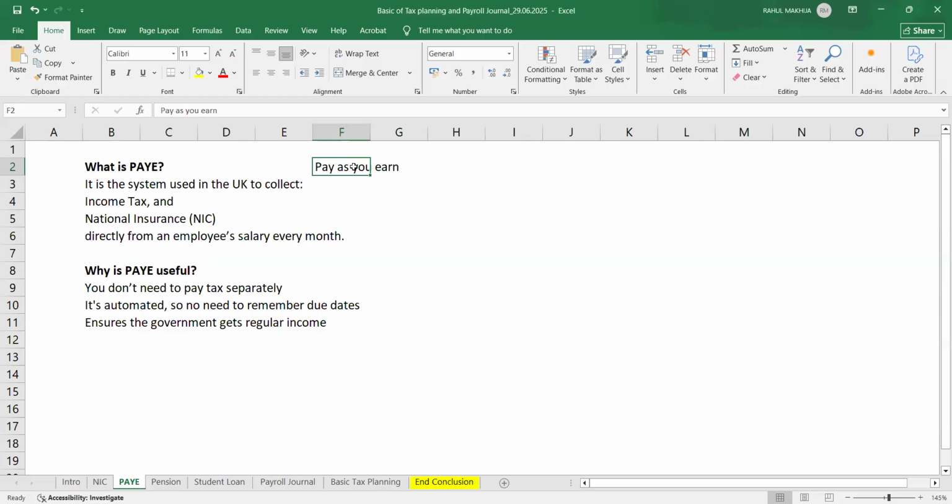You don't need to pay tax separately. It's automated, so no need to remember due dates. It ensures the government gets regular income.